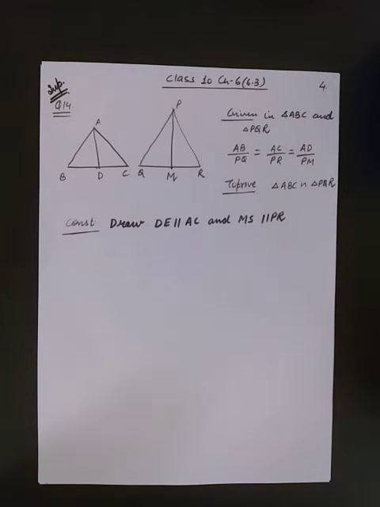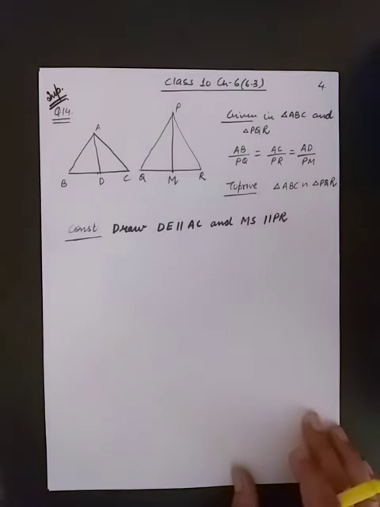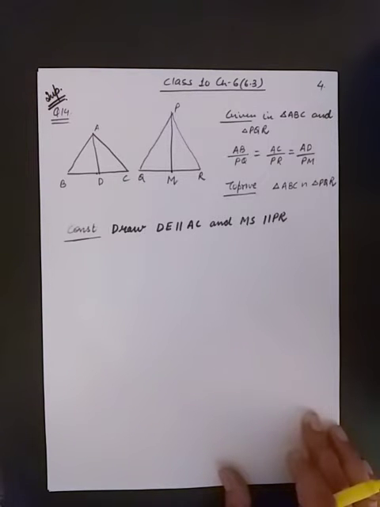Now question number 14. It is an important question, beta, and you have to do it very carefully. Sides AB and AC and median AD of triangle ABC are respectively proportional to the sides PQ and PR and median PM of triangle PQR. Show that triangle ABC is similar to triangle PQR.